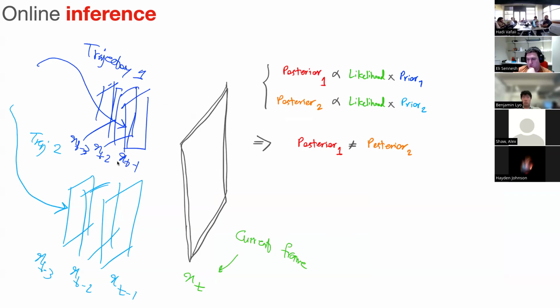That's the idea here. If you have a sequence of images, or let's say frames in a video, trajectory number 1, and you have trajectory number 2, these are going to lead to different priors. And even if you have the same likelihood from the exact same frame, you're going to have different posteriors or different perceptions. That motivates us to move from static inference to online inference, where the key difference is that the prior itself is evolving in time. You constantly receive new information and update your prior as you receive more and more information.